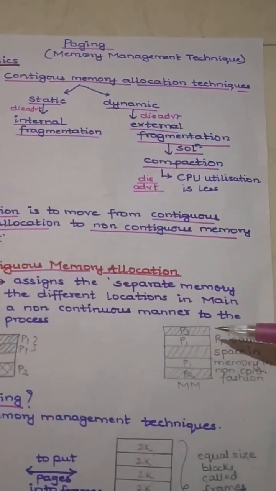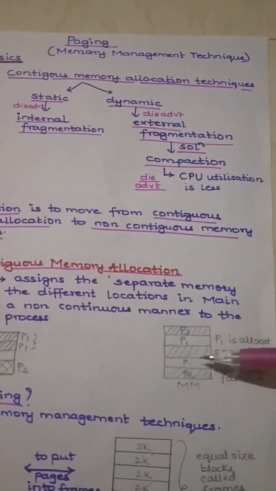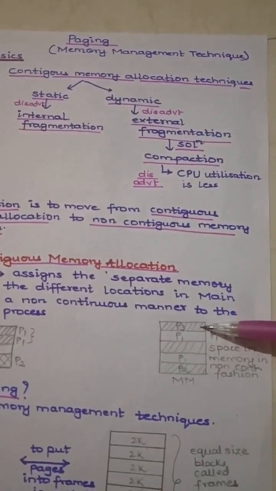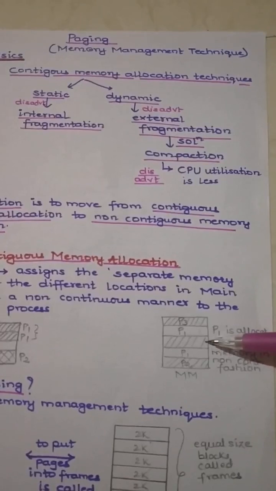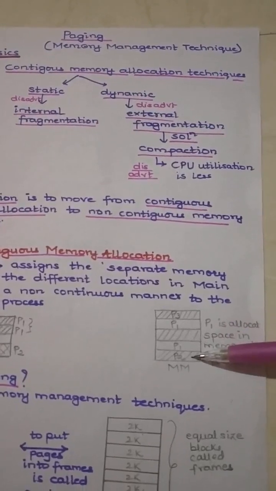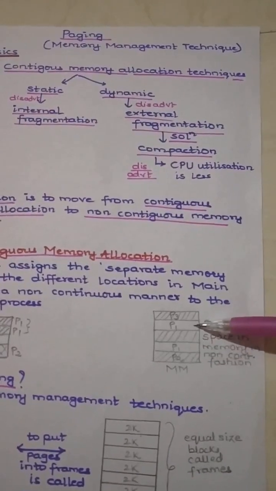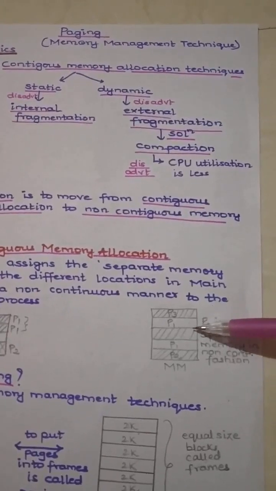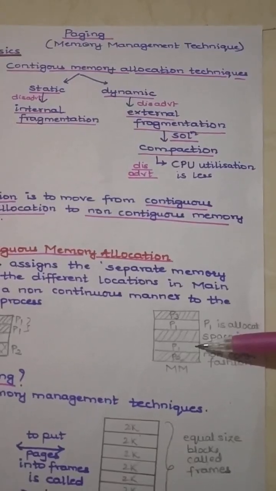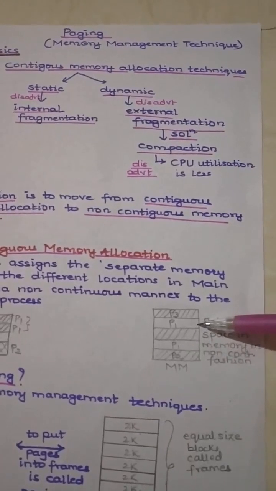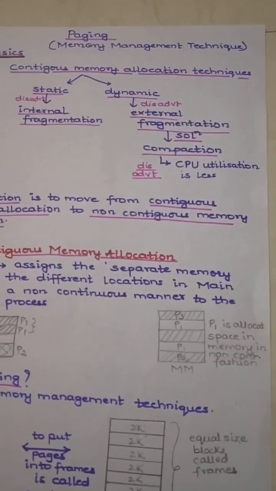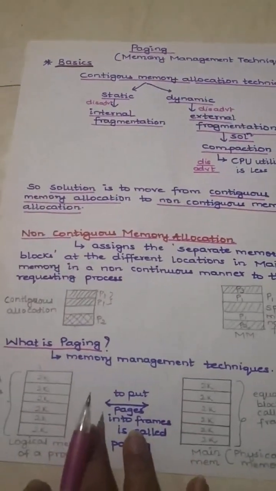Let's say again there are three processes, P1, P2 and P3. The first space has been occupied by process P3. Then again some process is occupying this particular space, and P2 occupies this space. Now these two spaces are available. Now P1 comes, and P1 does not have continuous space available in the memory for its execution. So whatever space is available in the memory, that will be used by P1, which will continue its execution. So this is non-contiguous memory allocation.